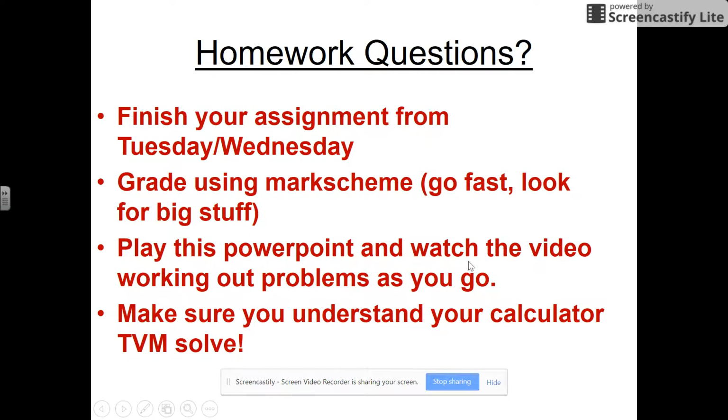And then you're going to play this PowerPoint and work out the problems as you go. The answers are at the back. See how many you can get through here. It will take you the whole period to get through most of these problems, and the answers are at the back. Check. This TVM solver is something you want to try to learn how to use today.